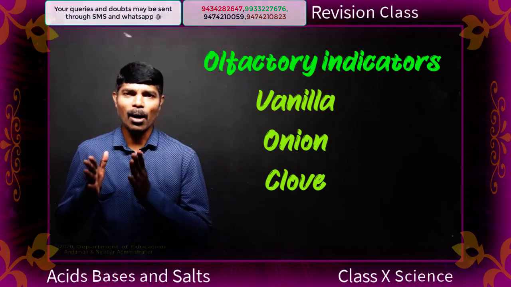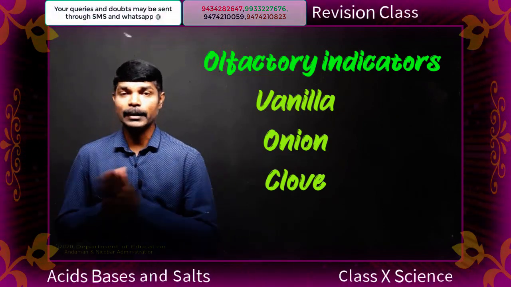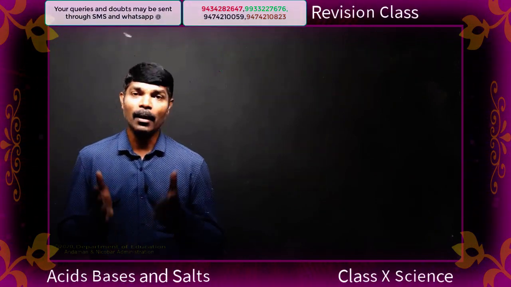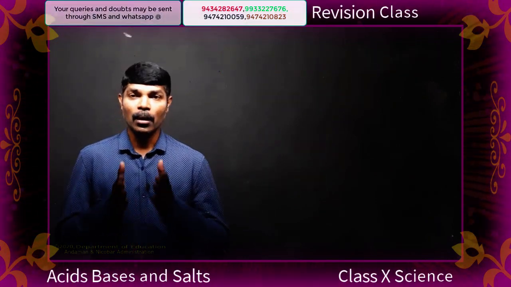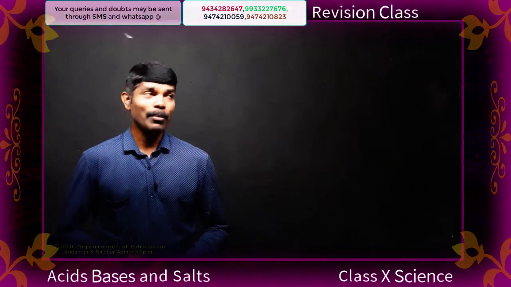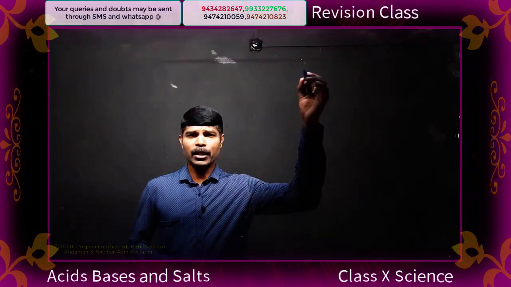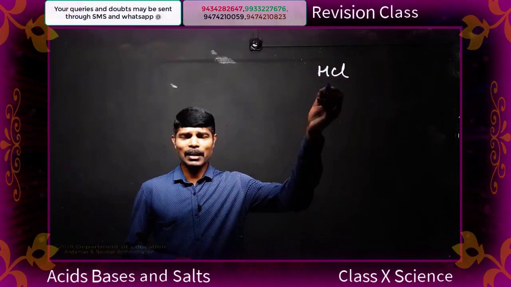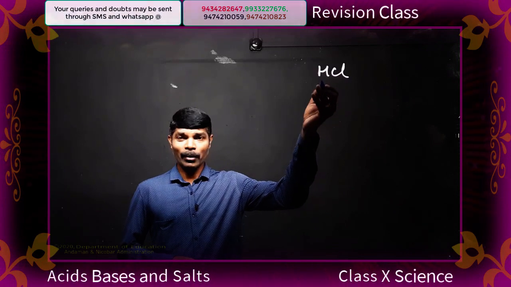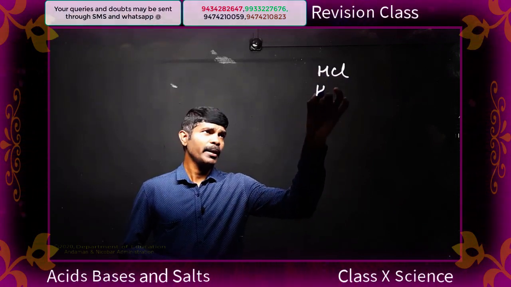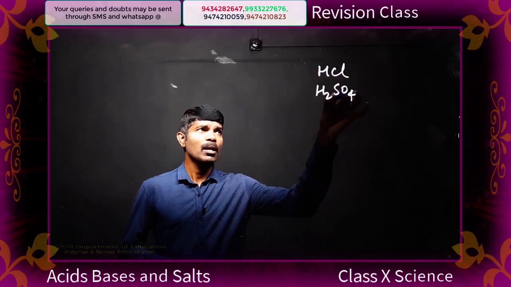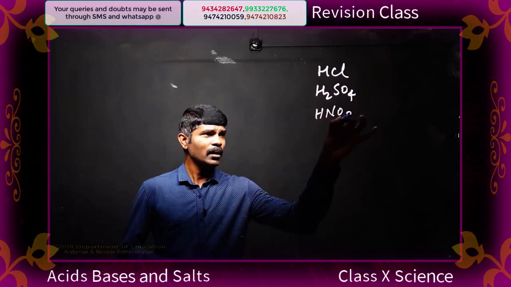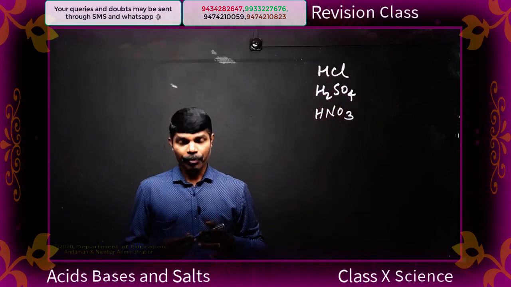Dear students, once you know how to identify the presence of acids and bases using indicators, you should know some of the basic acids and bases used in the laboratory. Some laboratory acids are hydrochloric acid, and its formula you should know: HCl. I'm just writing the molecular formula, the same as in your textbook. Sulfuric acid is H2SO4, and then nitric acid. These three are the acids available in the laboratory.